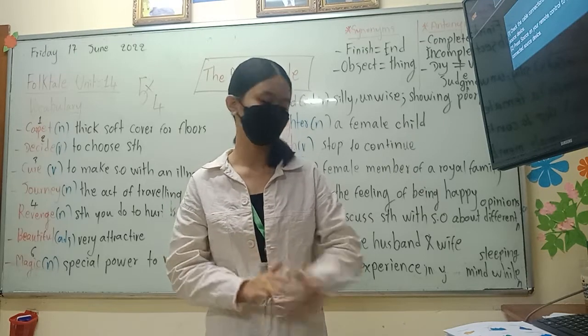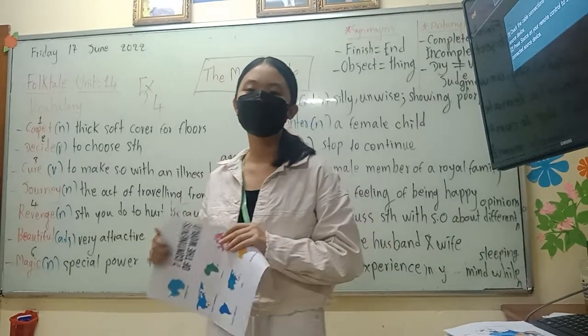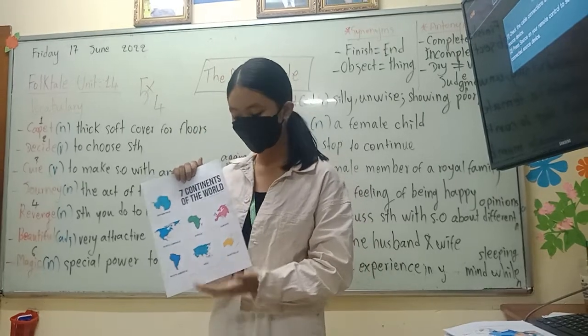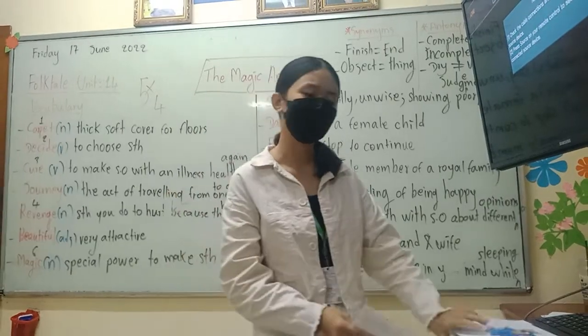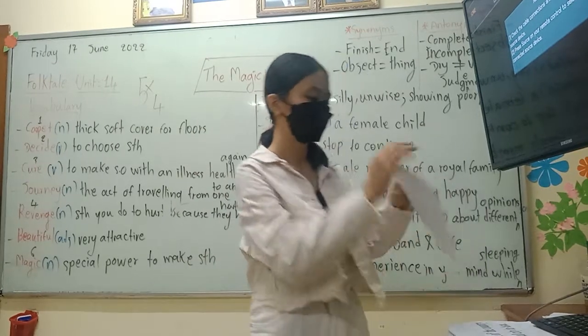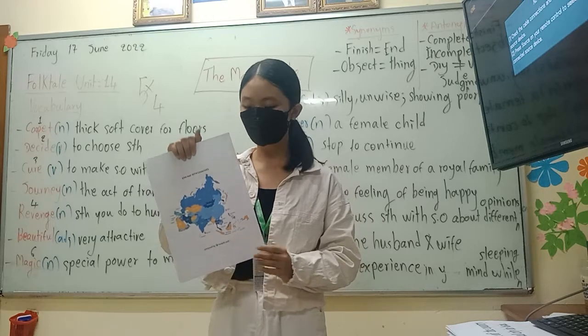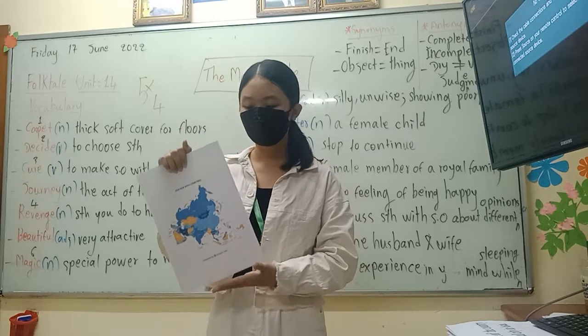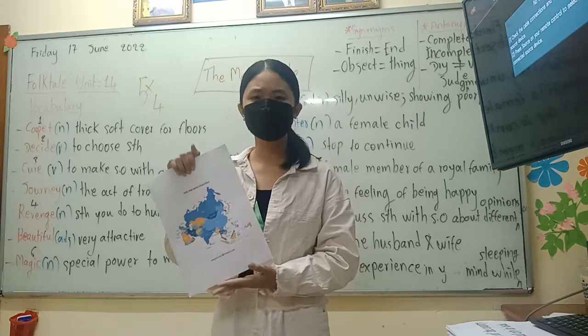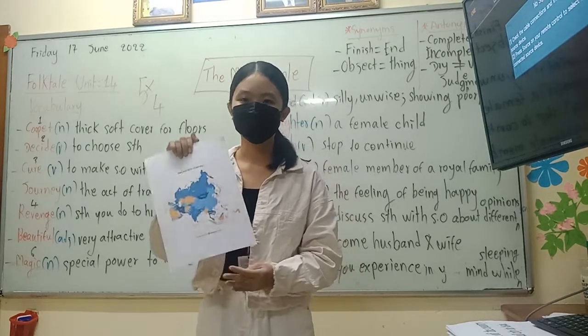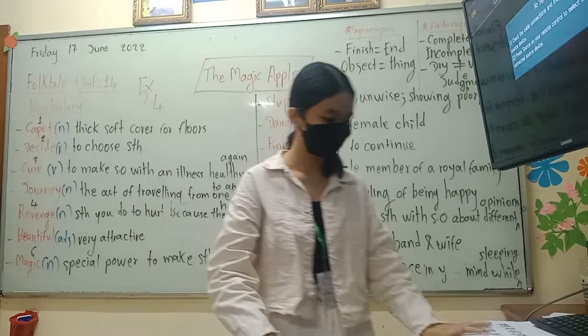Continents in the world. There are 7 continents in the world, but today our main point is Asia. So what is Asia? Asia is Earth's largest and most populous continent, located in the east and the northeast hemisphere.